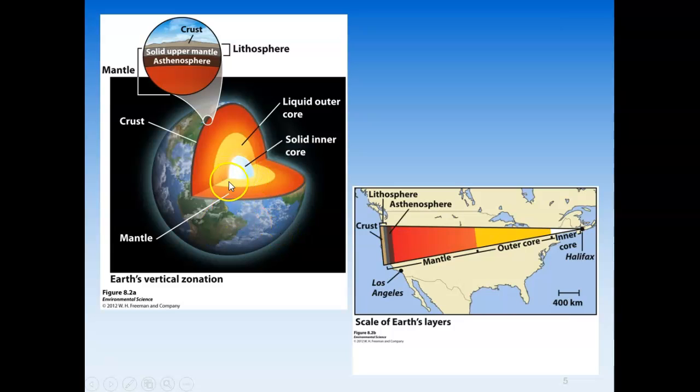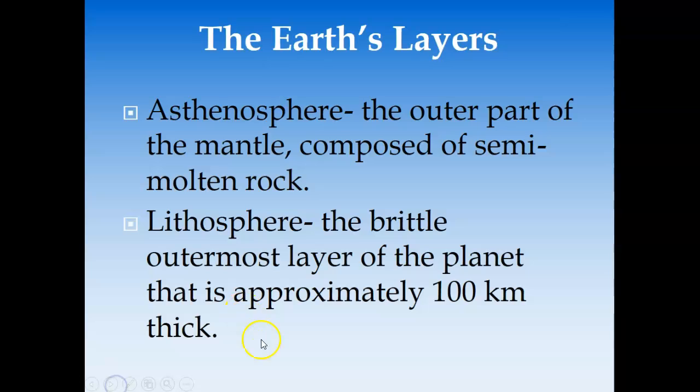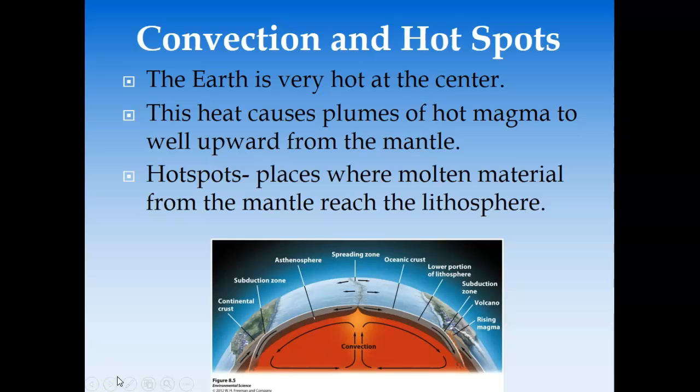And if you look at this image, you can see these layers broken down a little bit more. Got the solid inner core, the liquid outer core, the magma, the mantle. And then you've got the mantle that's broken down into the crust, the lithosphere, and the asthenosphere. The distance to the center of the Earth is about the distance from Los Angeles to Halifax. So the asthenosphere, which is the outer part that I just mentioned, is composed of semi-molten rock, and the lithosphere is the brittle outermost layer of our planet that's approximately 100 kilometers thick.